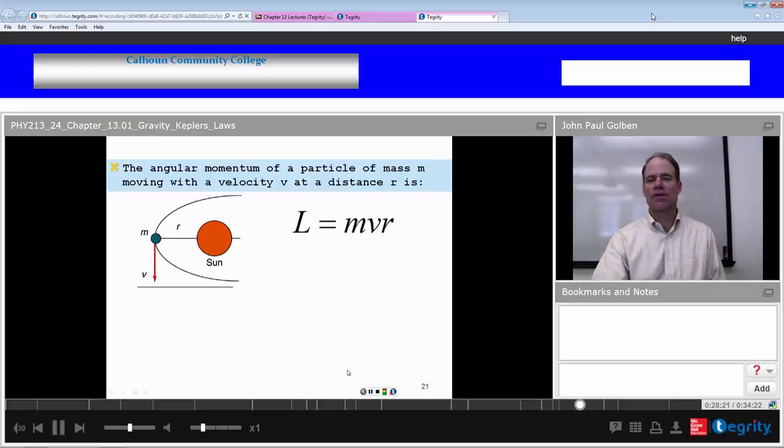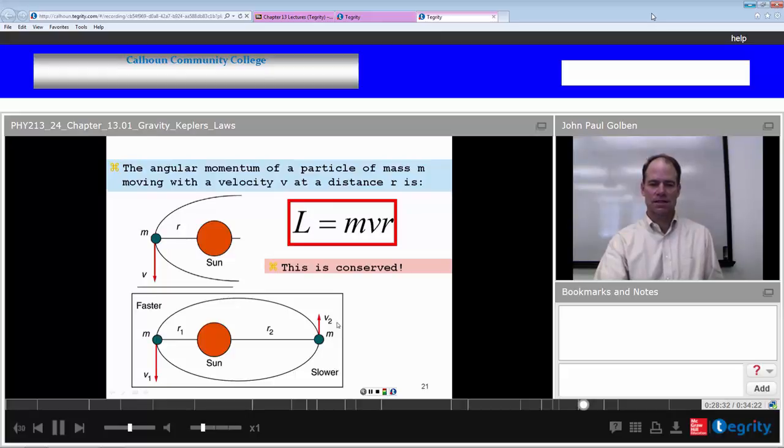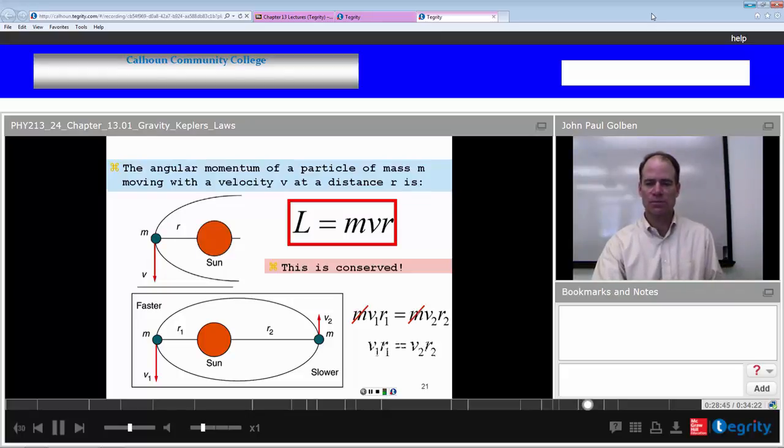Angular momentum of a particle of mass m moving with velocity v at a distance r, say going around the sun, is mvr. It's a constant. So if we actually had a planet going around the sun in an elliptical orbit, sometimes it's going to be closer to the sun, sometimes it's going to be further away. Angular momentum would be constant, mass of the planet is the same, so the linear velocity times the radius at any particular point will be a constant.